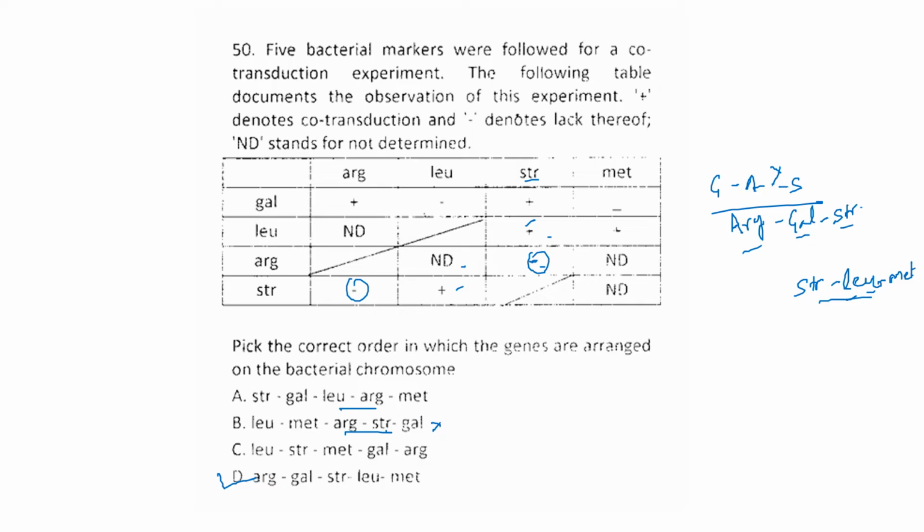And met and gal, met and gal. So they have not been co-transformed, met and gal. So this met and gal has not been co-transformed. So this is also a wrong option. So among these, if we follow all the instructions, this is the condition which we come to as the conclusion.